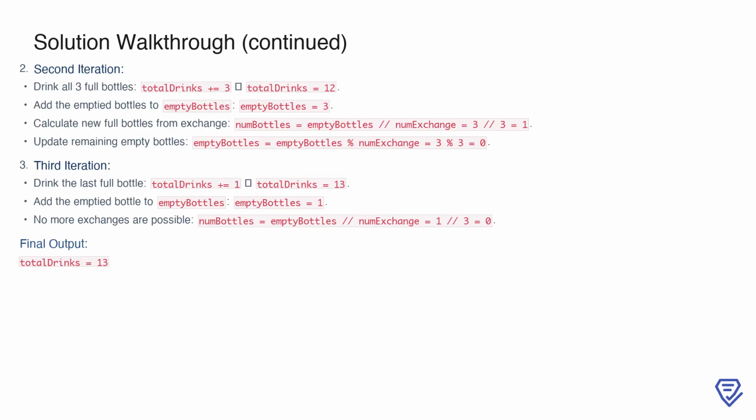Using the exchange rate of 3, we trade these 3 empty bottles for 1 new full bottle, leaving no empty bottles remaining. In the third iteration, we drink this last full bottle, bringing the total drinks to 13. The empty bottle left over is not enough for another exchange, so we stop here. The final total number of drinks is 13.